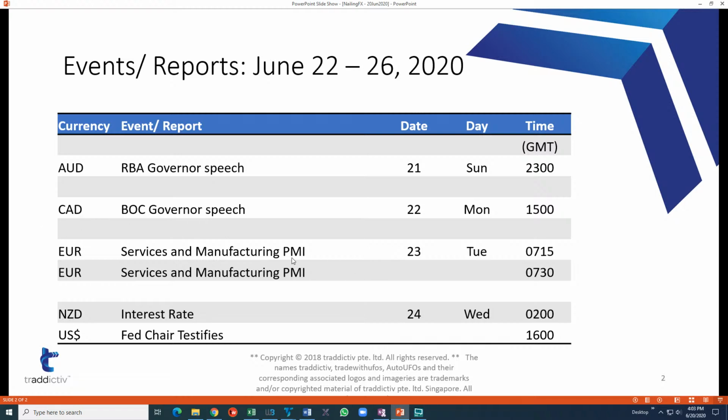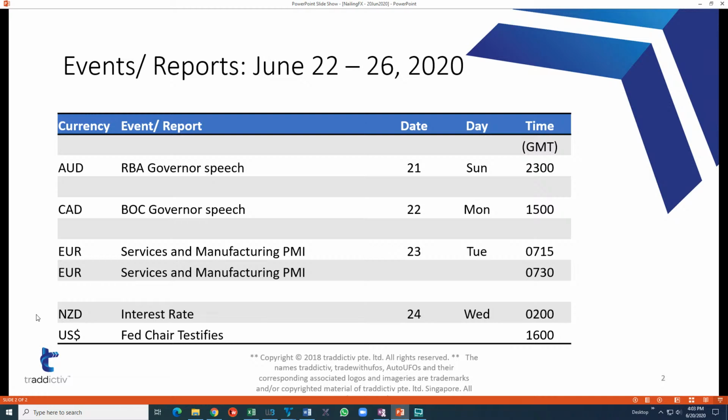Tuesday, we've got some news coming out. Services and manufacturing PMI numbers get released. This usually does cause some fluctuations in the market. Given what's been happening over the past few months, where the services and manufacturing sectors were affected, these numbers become very interesting to watch at this point, because we could have some surprising numbers coming out. That's on Tuesday morning, GMT 7:15, 7:30.